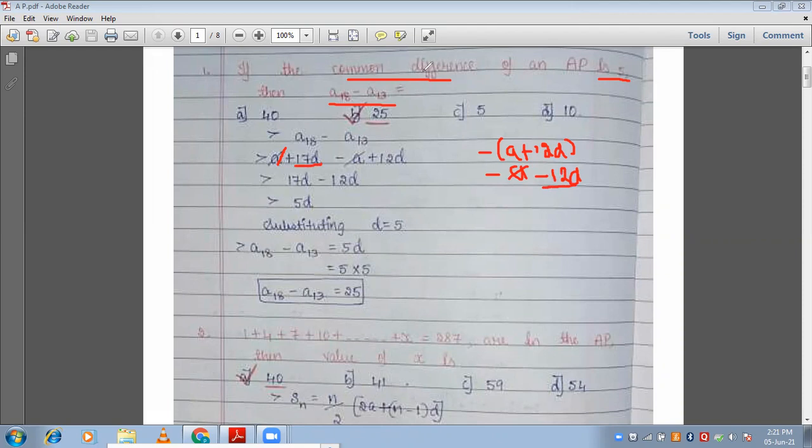Now we know the common difference is 5. Substitute D is equal to 5. You will get 5 into 5, which is 25. So A18 minus A13 is equal to how much? What is the answer? Option B is right. Next, second question.